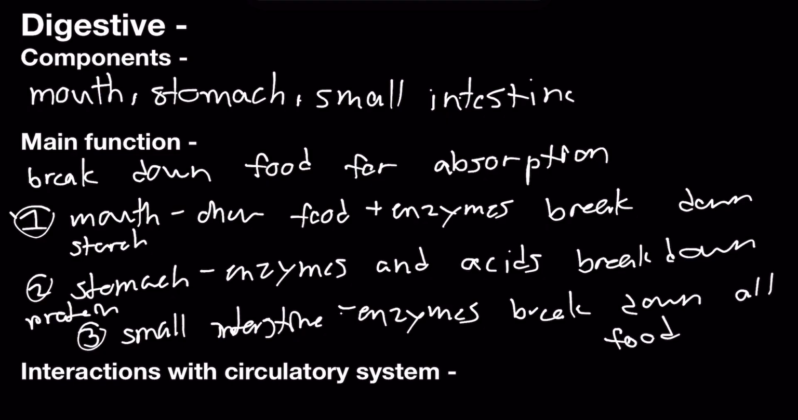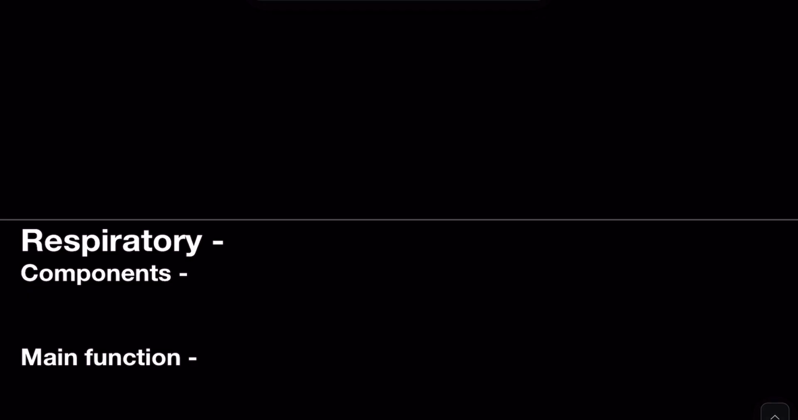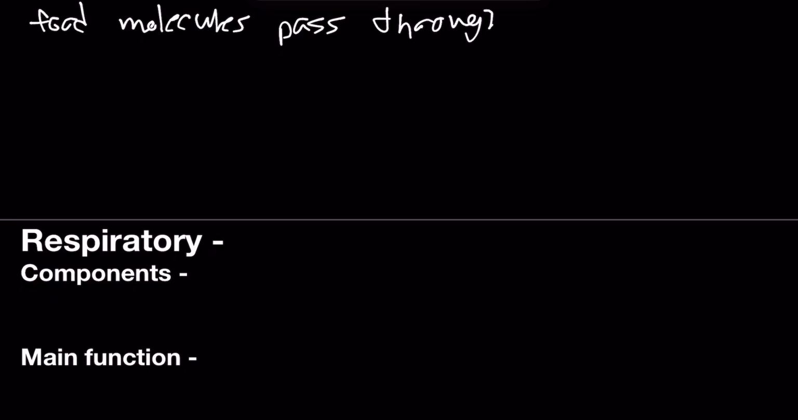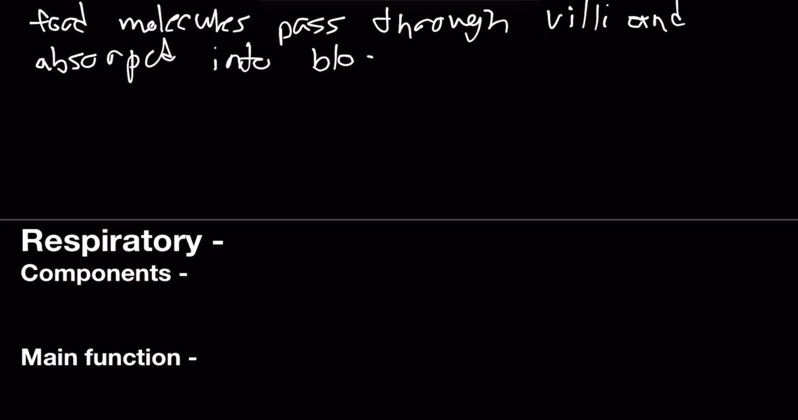So now we have our important interaction with the circulatory system. The interaction here is that food molecules pass through the villi and are absorbed into blood. So the food that is in the small intestine goes through villi, which are those tiny little hair-like extensions I talked about before, and absorbed into blood. And this absorption occurs at the capillaries, which are the small little blood vessels in between the veins and arteries, which have slower blood flow, and it's easier for nutrients to be absorbed into.